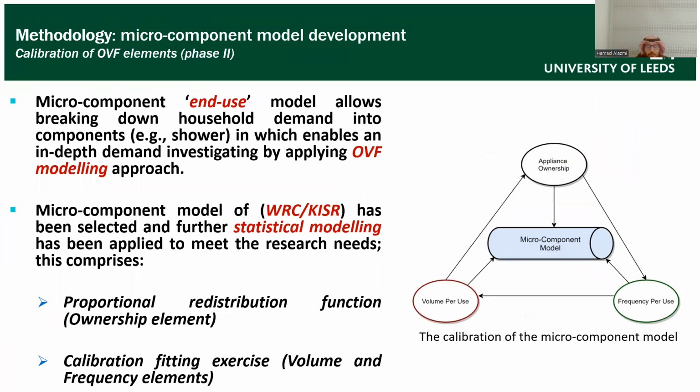After satisfying the first phase, the second phase of the modeling is the macro model. This model has been developed and fitted in the business-as-usual demand forecast. The macro component model is applied to forecast water demand in the household sector. It enables an in-depth investigation where household demand is broken down into components. Each component is then divided in terms of ownership, volume, and frequency elements, which allows better parameter manipulation and defining the transition pathway for the desired future.